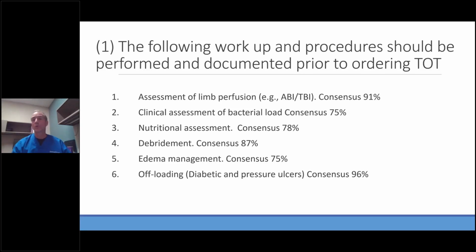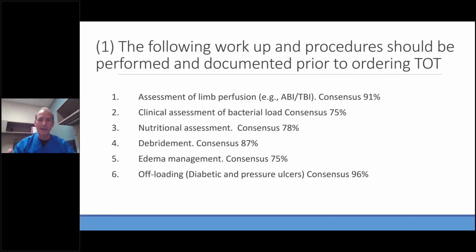So the following workup, what should we do? Before we use topical oxygen, we should assess limb perfusion. Just about everyone agreed with that. Assess bacterial load, nutritional assessment, a lot of agreement on that. And so this is a Delphi consensus. And for a Delphi consensus, you need to have agreement of 70 to 75%. Different groups will set that agreement level. Typical is 70%. We were able to achieve that with 2 rounds of the Delphi.